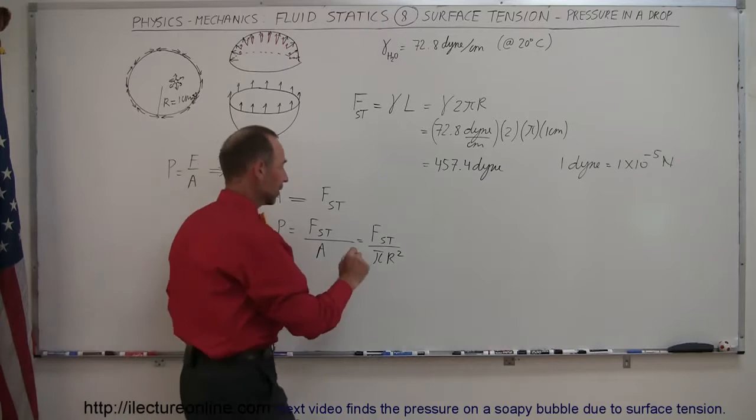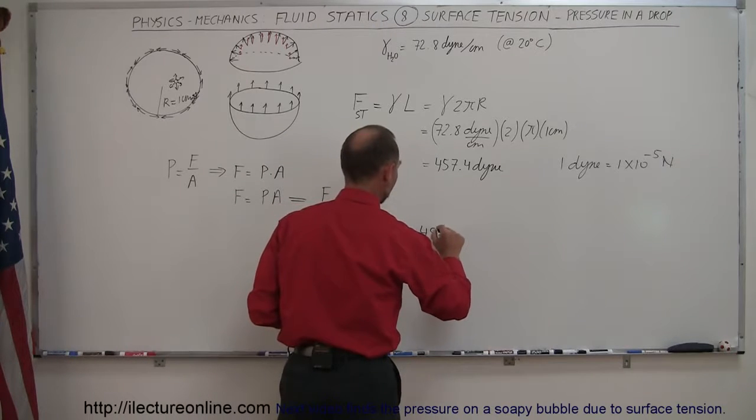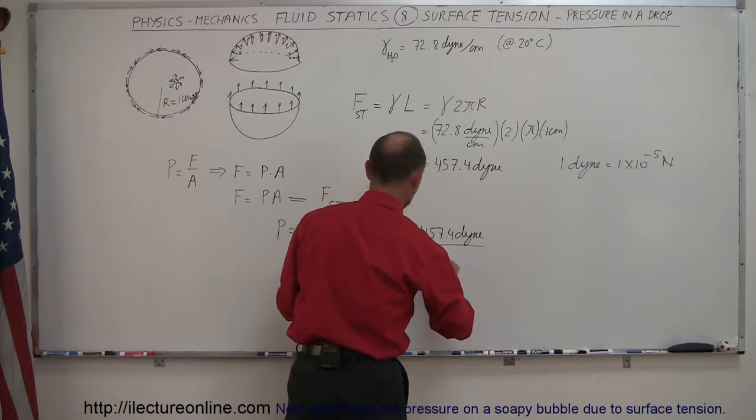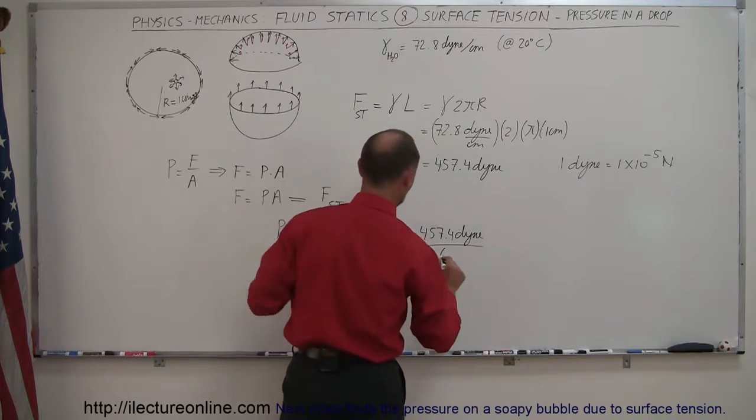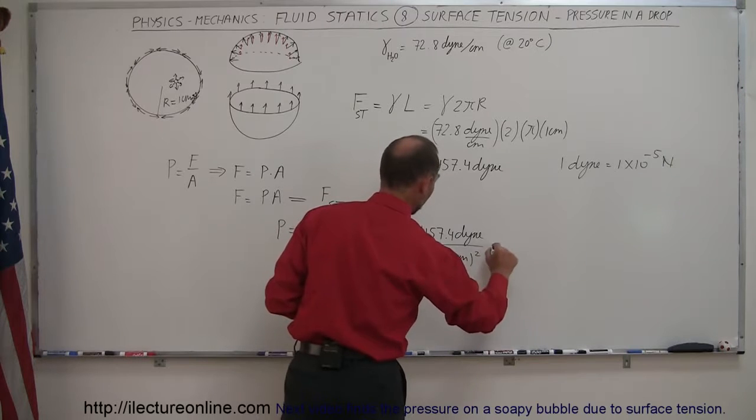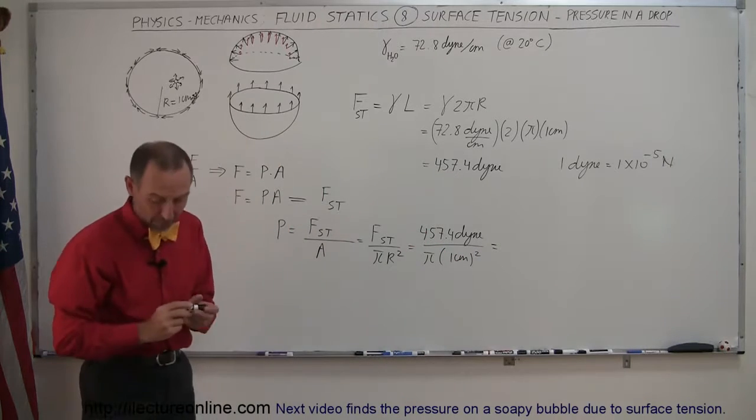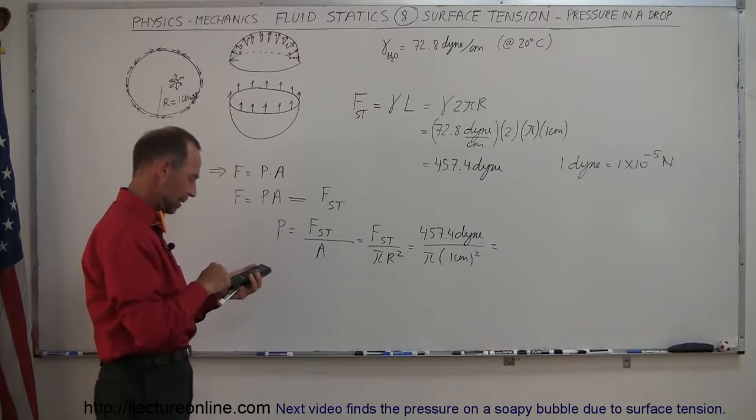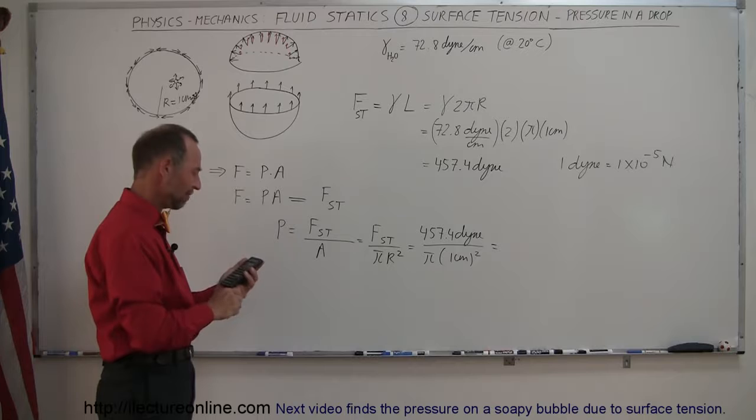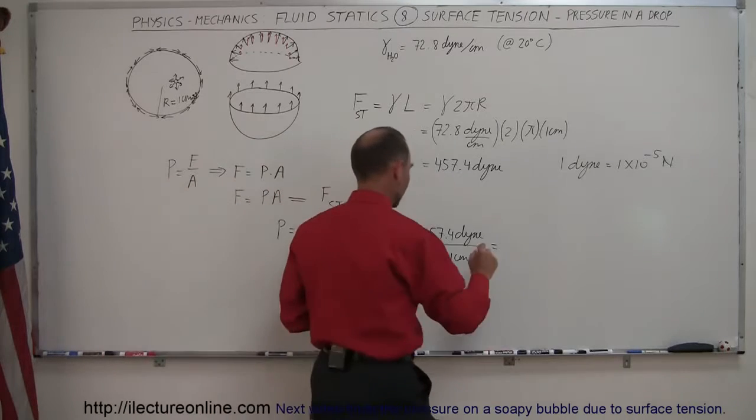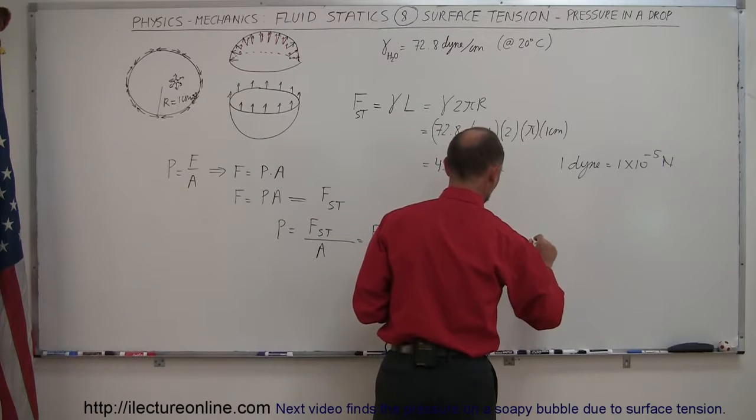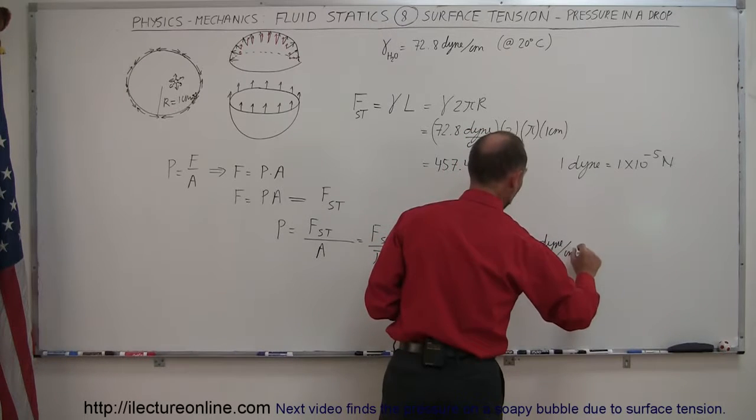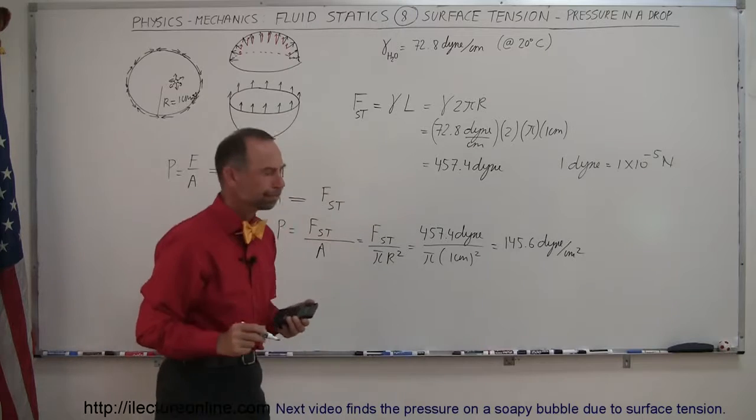Then all we have to do is plug in the numbers. So we get 457.4 dyne of force divided by pi times the radius. The radius is 1 centimeter, and we have to square that. And that would then be the increased pressure inside the drop. So divide by pi equals, and we get 145.6. That would be dyne per square centimeter.